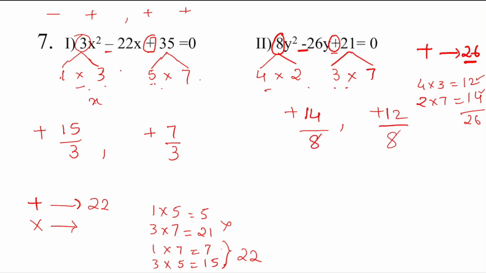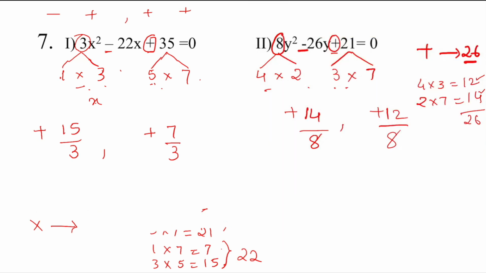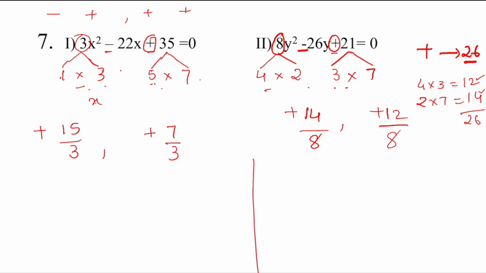Okay. Next, to compare we can do it in two ways. First, we can convert everything into decimal and then compare. The first method we will see first, and then we will see the second method. Convert everything in decimal and then we can compare.